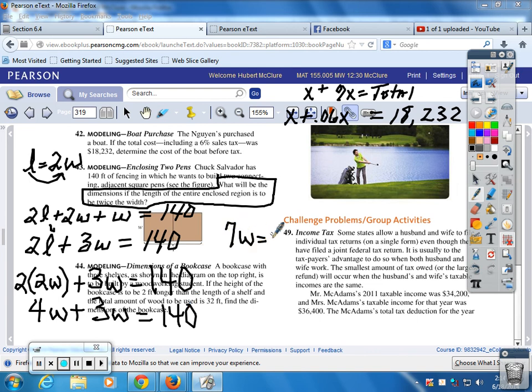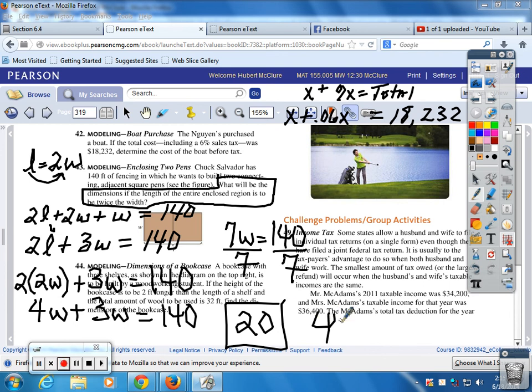is equal to 140, divided by 7, and each one of the cross sections right here is how many feet? 20. Now, if the widths are 20, what's the two lengths? 40. There you go. So your length is 40 and your width is 20.